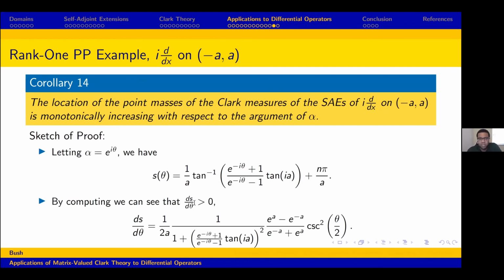Oh, and I don't know if I said this before, but the point masses of a spectral measure are directly related to the eigenvalues of the operator. In fact, if you think about the operator spectral theorem, you'll see that the point masses of the spectral measure have to occur at the eigenvalues of the operator. And so these point masses, or these eigenvalues, all move in the same direction with a speed that we can predict. So that's neat.